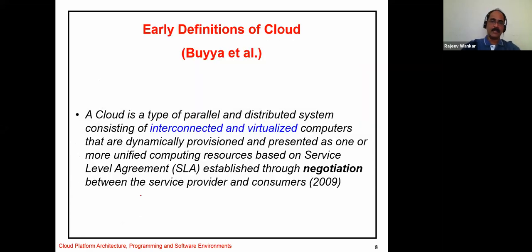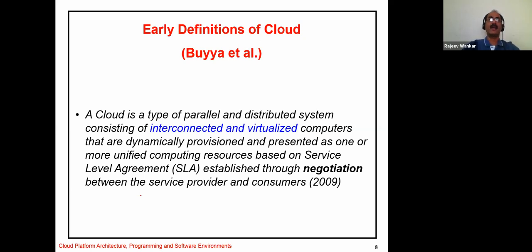There's another definition, proposed in 2009, which says that a cloud is a type of parallel and distributed system. Here it includes both aspects, parallelization and distributed systems, consisting of interconnected and virtualized computers which are dynamically provisioned and presented as one or more unified computing resources based upon the SLA established through negotiation between the service provider and consumer. But this definition includes several other things also. You have important concepts: it is interconnected and virtualized computers. Programming is supposed to be done in both a parallel and distributed way. There should be some way in which the negotiation between the service provider and service consumer can be done with the use of a service level agreement, and so on. So it includes several parts which are required in cloud computing.